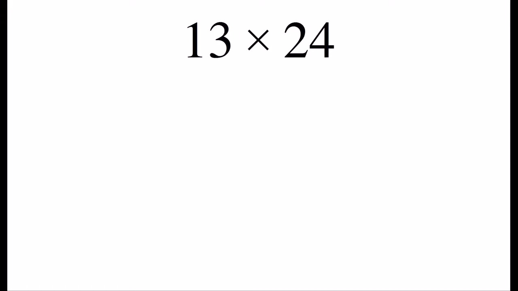So let's do an example of 13 times 24. The method involves 4 steps. The first step is to take the number on the left and repeatedly divide it in half until you get to the number 1. So we'll take 13. When we divide that in half, we get 6, and we'll ignore the remainder. When we divide 6 in half, we get 3, and when we divide 3 in half, we get 1, and we'll ignore the remainder of 1.